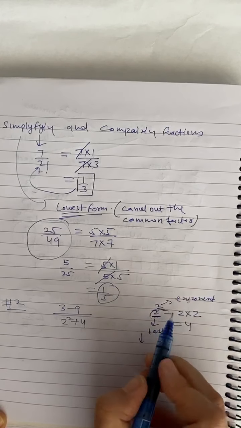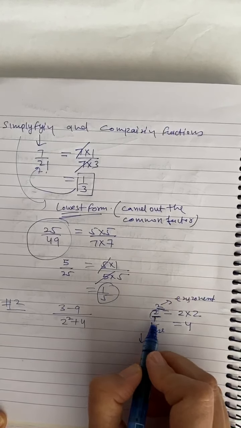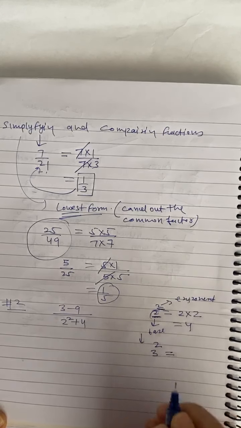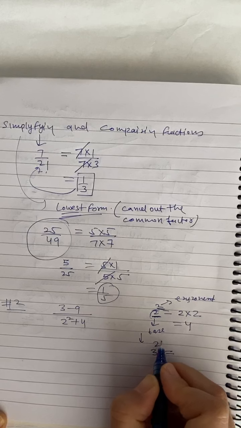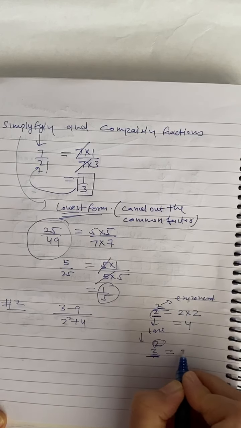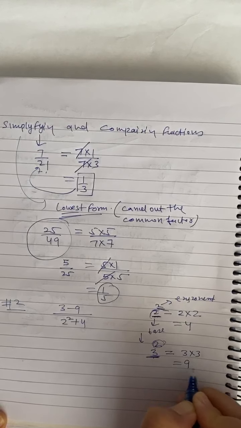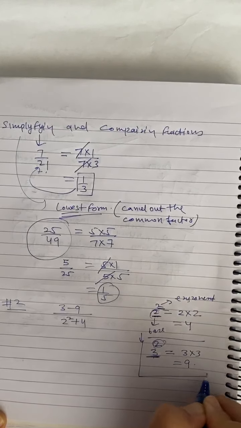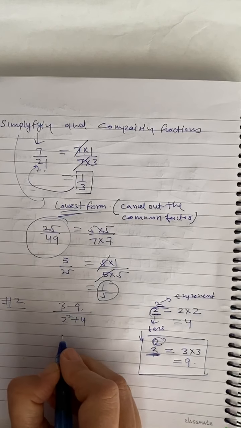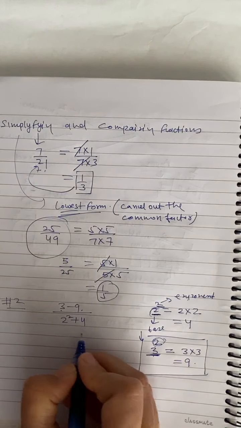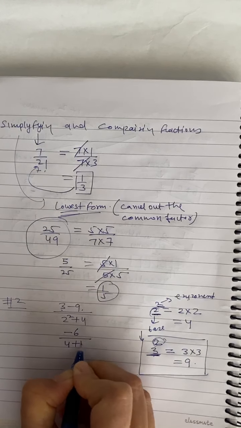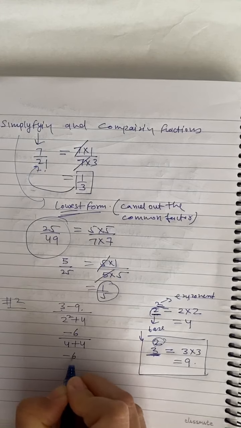I will give you another example so that you are not confused, because here the base and exponent are the same. Let's say 3 to the power of 2. The 2 tells me how many times I have to multiply the base, which is 3. So 3 times 3, and the answer is 9. Just an example. Now here, 3 minus 9 is negative 6, and 2 times 2 is 4, 4 plus 4 is 8, so negative 6 divided by 8.